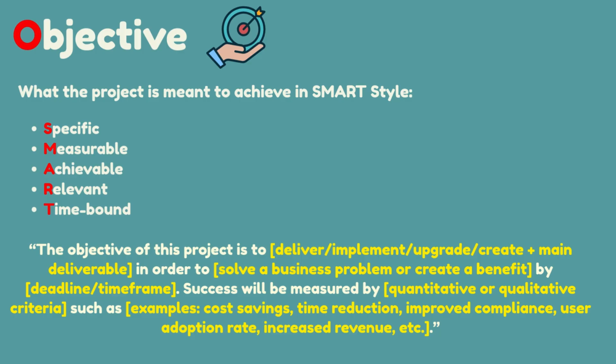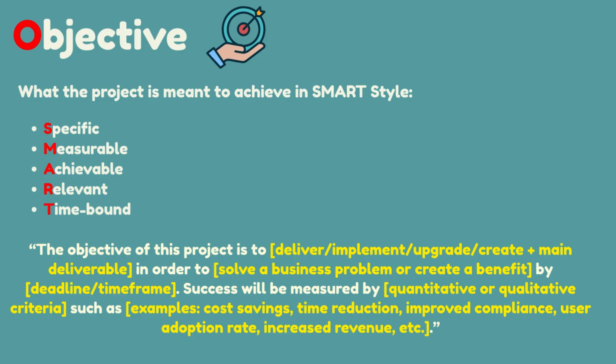Before we talk about the scenario, let us walk you through how to define the objective for your project. Objective is what the project is meant to achieve in SMART style. SMART means S stands for specific, M for measurable, A for achievable, R for relevant, T for time-bound. You can follow the template below to write your first project objective. Just fill in your project details in the placeholder text in brackets and yellow fonts.